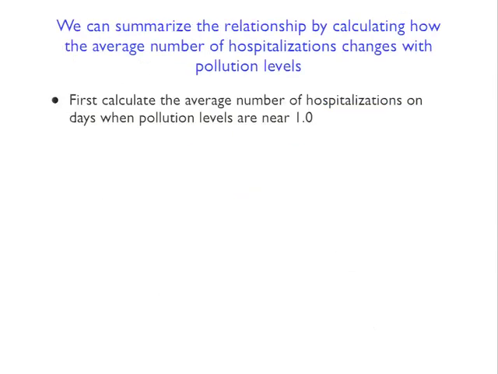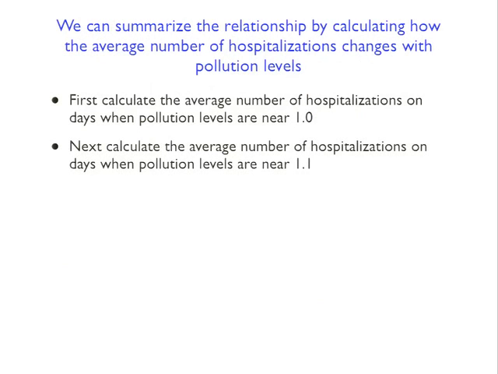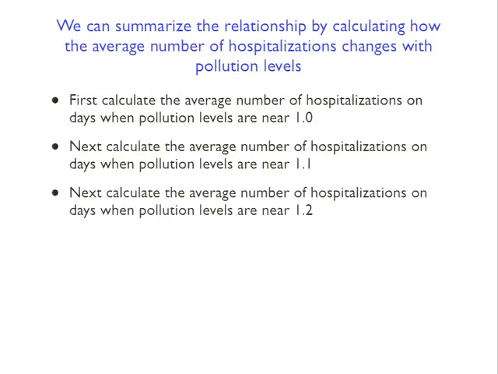The way we could think about summarizing the relationship is to calculate how the average number of hospitalizations changes as you move across the x-axis. So as pollution levels increase, how does the average number of hospitalizations change? If we wanted to do that, we would proceed in several steps. In the figure I showed you before, the air pollution level on the x-axis was ranging from about 1 to 6. So you start at the left-hand side of that figure and calculate the average number of hospitalizations on days when pollution levels are near 1.0. And then you just ratchet up. Next you calculate the average number of hospitalizations on days when pollution levels are 1.1, then when they're near 1.2, and so forth.